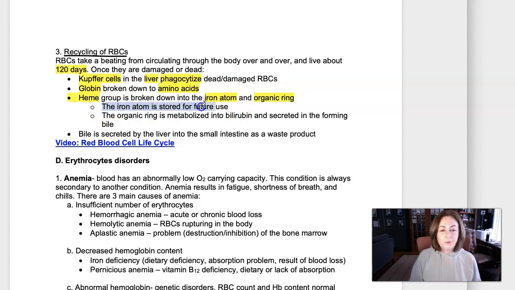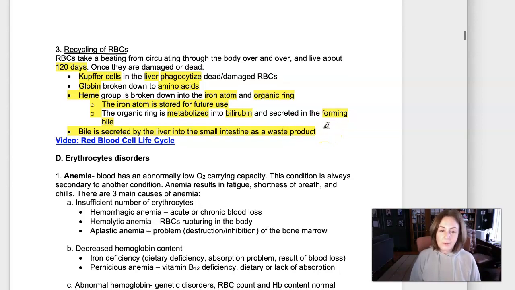So the iron, we bind it to a carrier and we store it and we recycle it. We're going to use it to make new hemoglobin. But the organic ring is going to be metabolized into bilirubin and then secreted into the forming bile. And so bile is secreted by the liver into the small intestine as a waste product, something that we'll talk much more about as time goes on. So once we talk about the digestive system, we'll talk more about that.